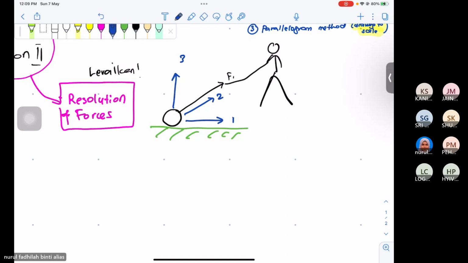Two. One. Two. Dua, cikgu. Two, teacher. Teacher, one.